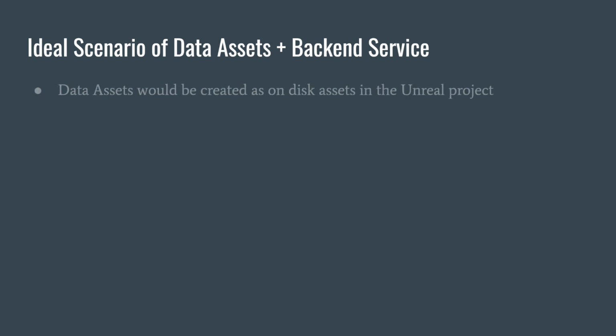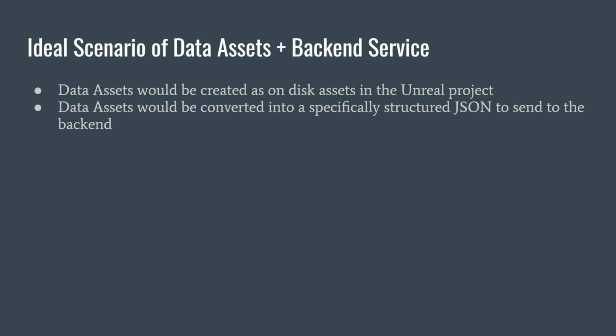Yeah. So data assets would in this scenario be created on disk, in the Unreal project. You would go in your content browser, right click, new data asset or whatever. And then the data assets would be converted into a specifically structured JSON to send to the backend. Okay. And when I say this, you would have to build out some functionality of scraping through the data asset's properties and then create the JSON from there. And you can do that automatically in Unreal, which is fantastic because of the UPROPERTY stuff.